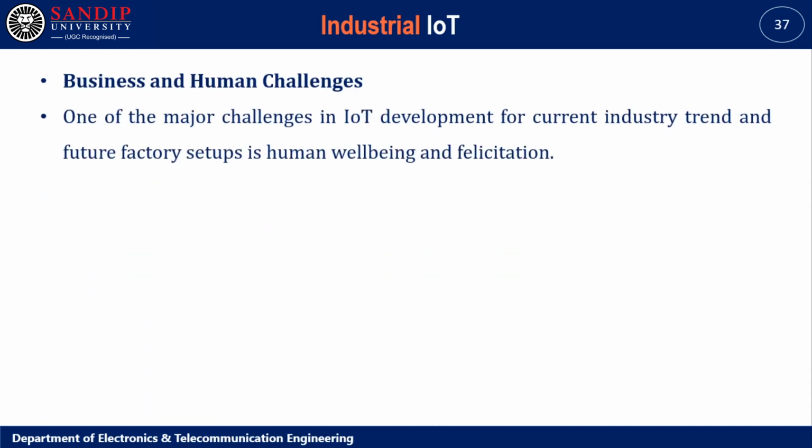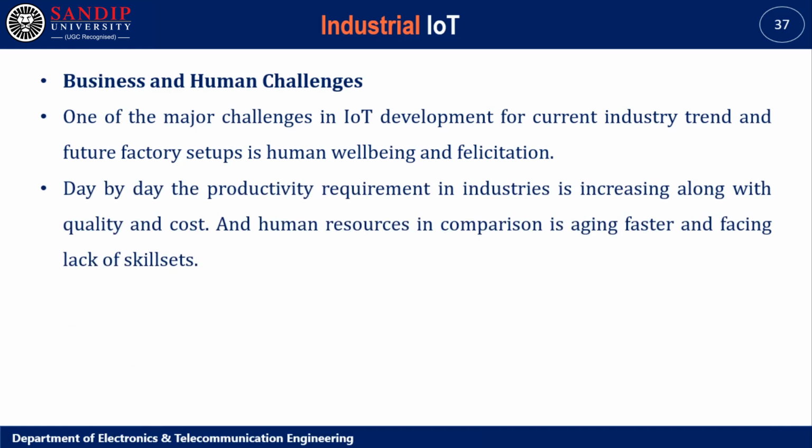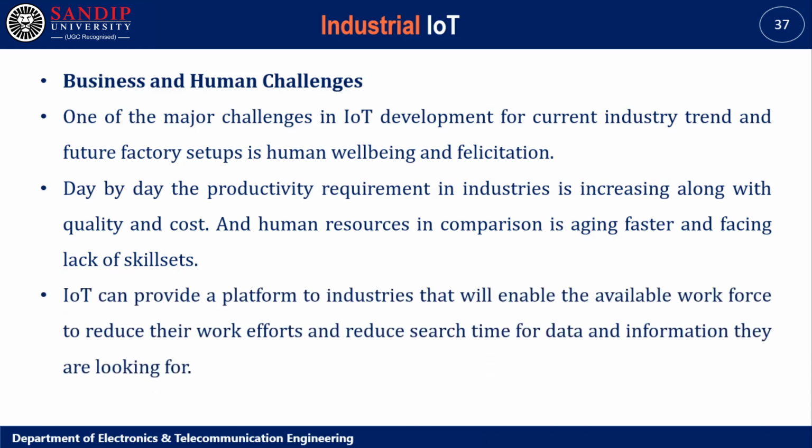Business and human challenges. One of the major challenges in IoT development for current industry trends and future factory setup is human well-being and facilitation. Day by day, the productivity requirement in the industry is increasing along with quality and cost, and human resources in comparison are aging faster and facing a lack of skill sets. IoT can provide a platform to industries that will enable the available workforce to reduce their work efforts and reduce search time for the data and information they are looking for.